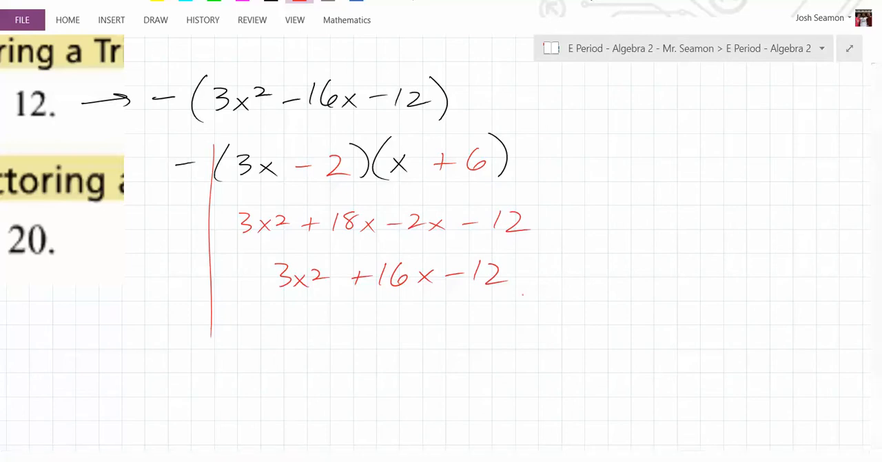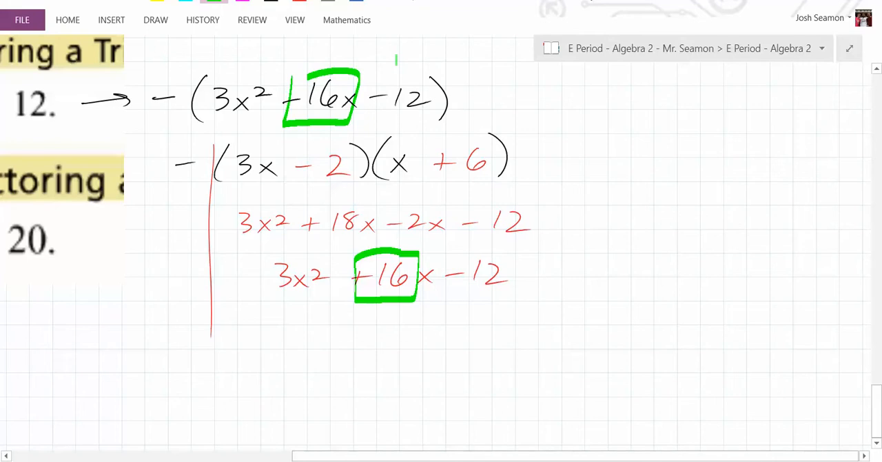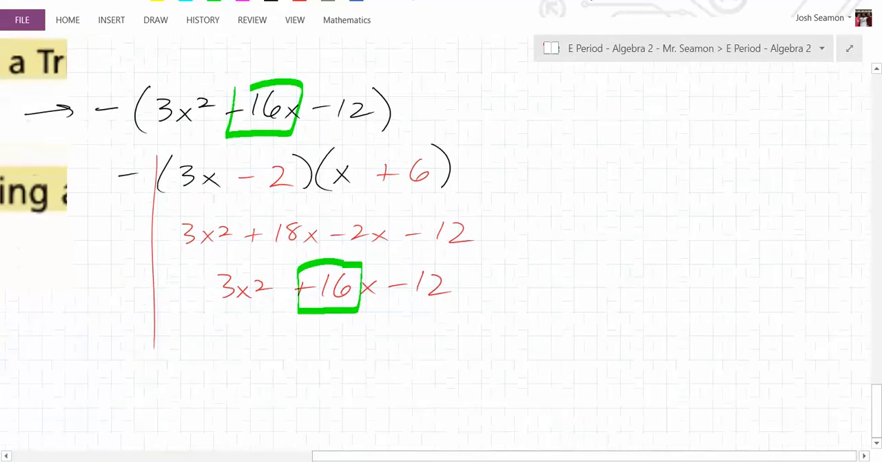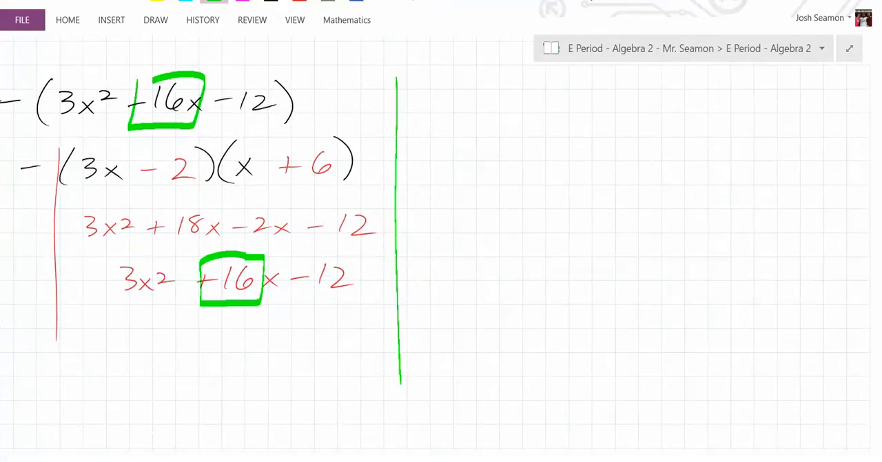Everybody, look up. Hands up, everybody. Is that exactly what we want it to be? No. Why not? Yeah. So this right here is positive 16 instead of negative 16. So are we close? So what do you think we should do? If we're really close, what's the small change we can make?